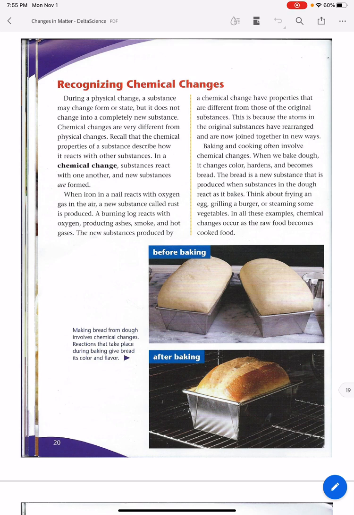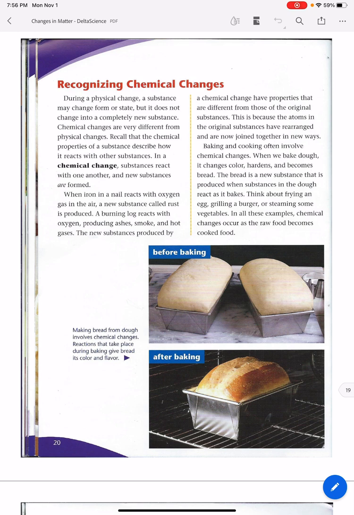Baking and cooking often involve chemical changes. When we bake dough, it changes color, hardens, and becomes bread. The bread is a new substance that is produced when substances in the dough react as it bakes. Think about frying an egg, grilling a burger, or steaming some vegetables. In all these examples, chemical change occurs as the raw food becomes cooked food.